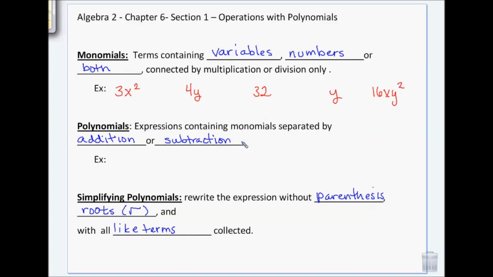Polynomials are expressions that have monomials separated by addition and subtraction. So if I take the monomials from the first example and put addition and subtraction between them, it becomes a polynomial. Poly meaning many. That's the Latin root, and mono meaning one.